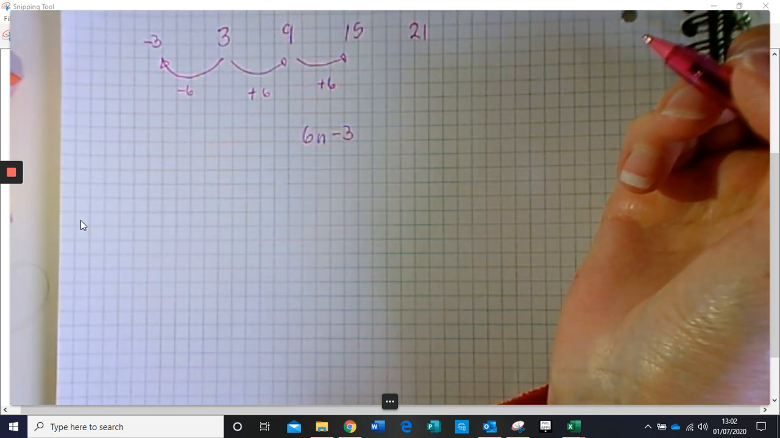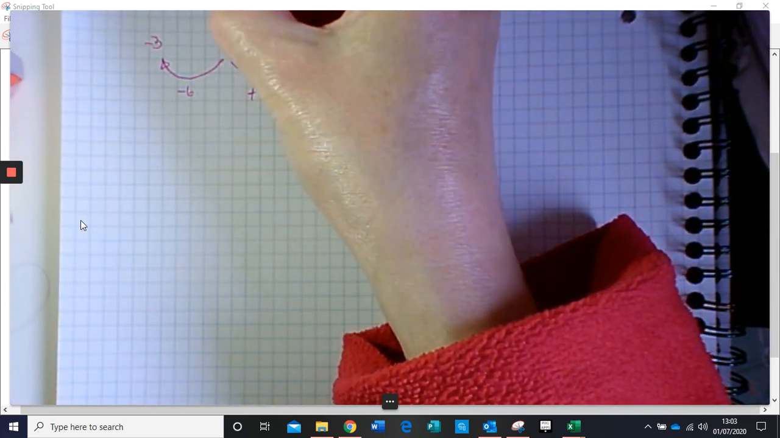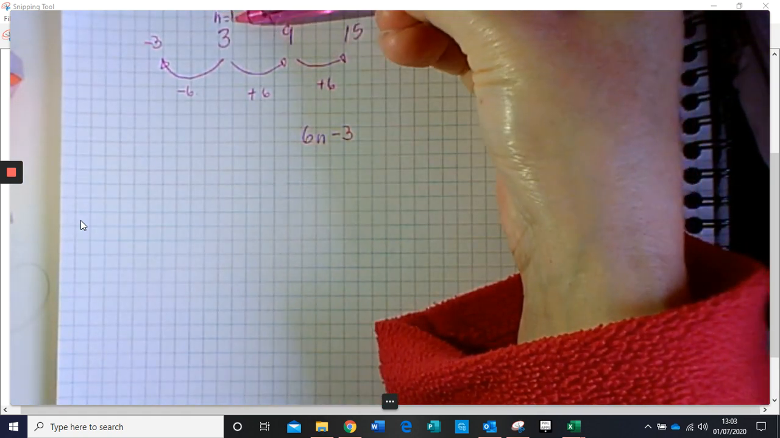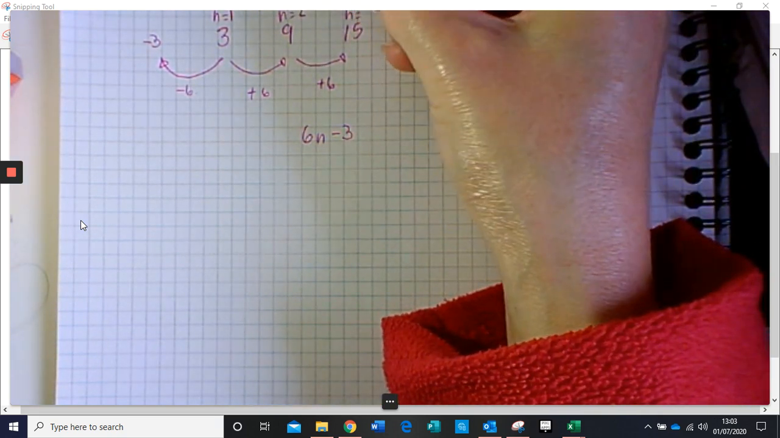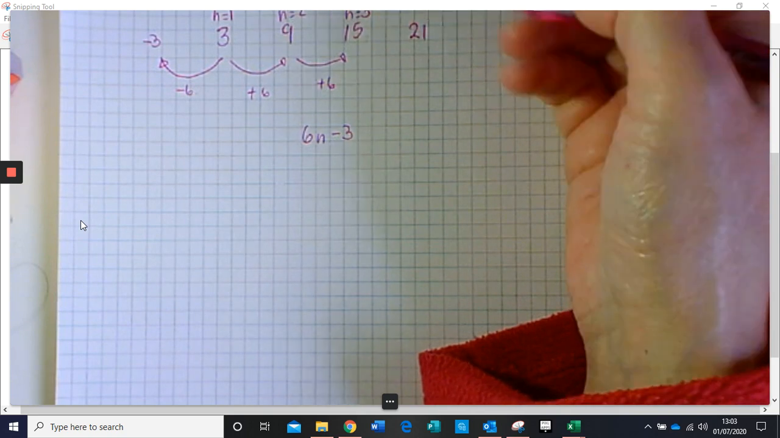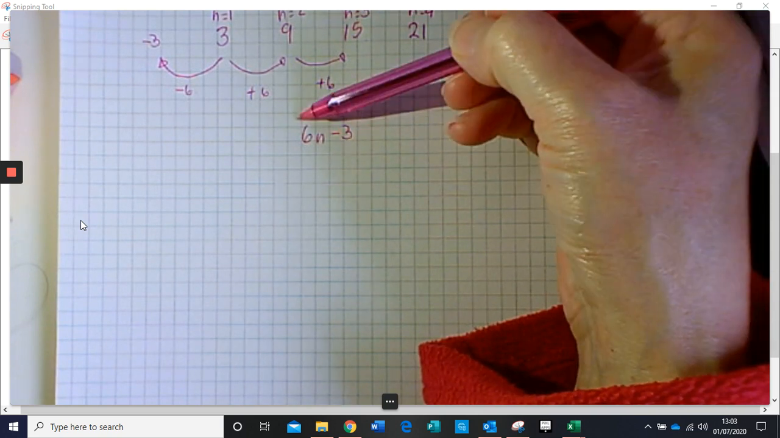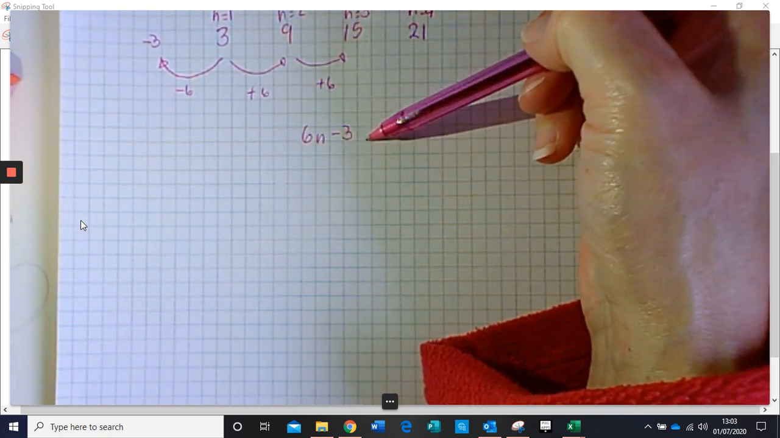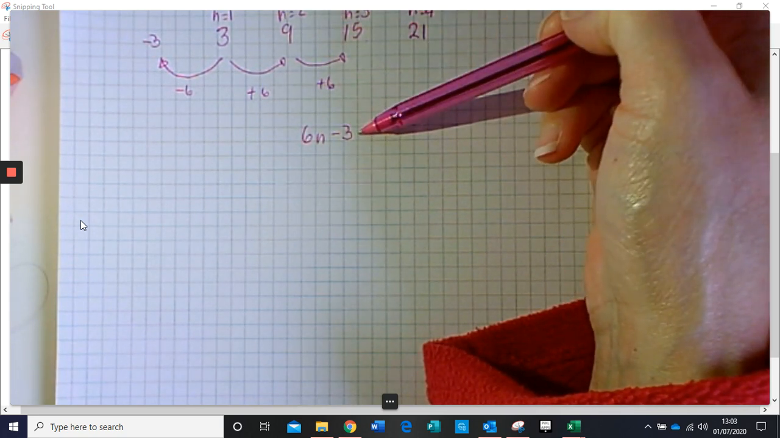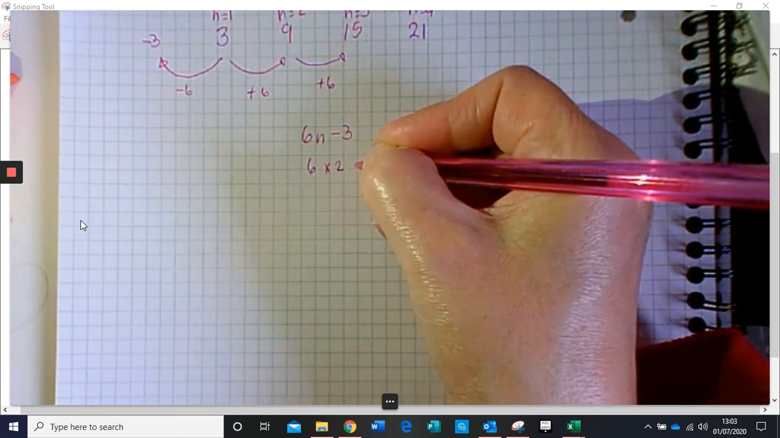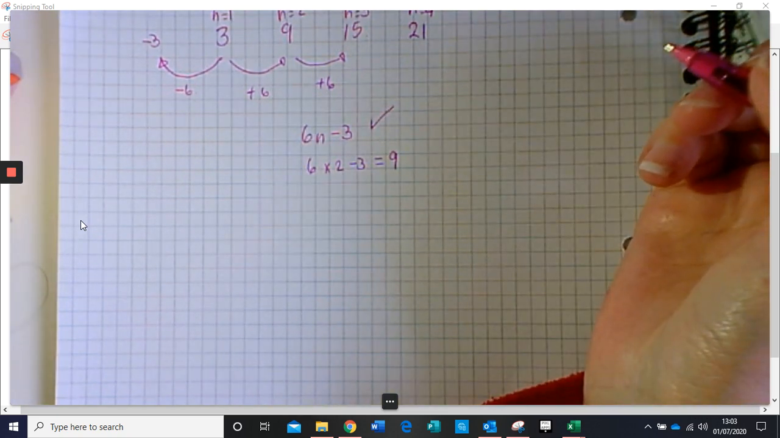It's always a good idea to check if you've worked that out correctly. So this is when n equals 1, it is the first term. This, n equals 2, it is the second term. N equals 3, it is the third term. N equals 4, that's our fourth term. So if we have generalized this correctly, then if I substitute 2 instead of the n there, my answer should be 9. So 6 times 2 minus 3, and that is 12 minus 3 is 9. So I know I have done that correctly.